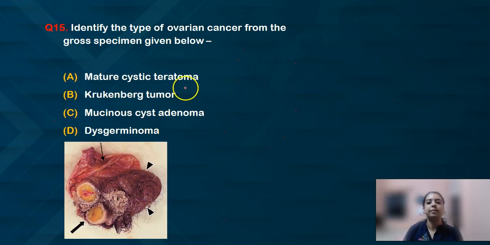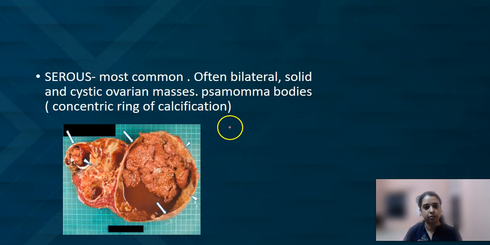Now identify the type of ovarian cancer from the gross specimen, very frequently asked. Can you see this is a gross specimen with fat lobules and hair? So it is easy. Whenever multiple cell lineages are there, it is a case of teratoma. Mature or immature, you cannot know that, and you will not get that also. So this is a mature cystic teratoma. Let's see other commonly asked tumors.